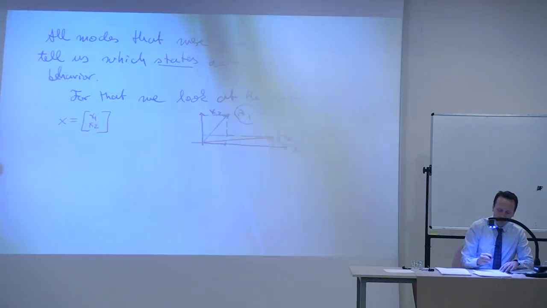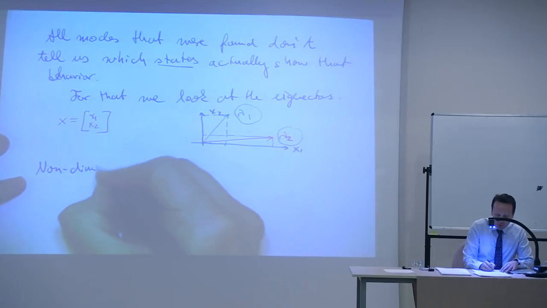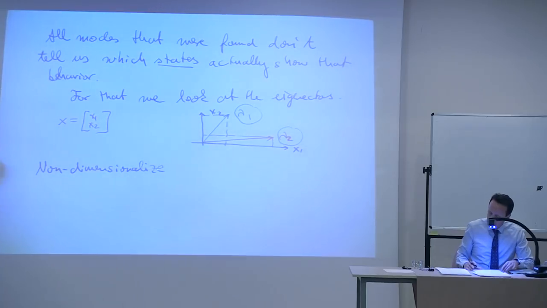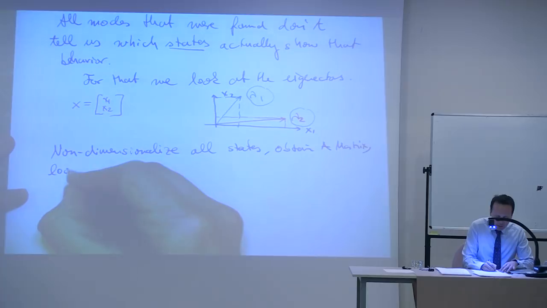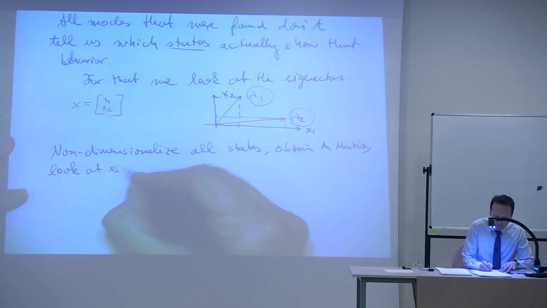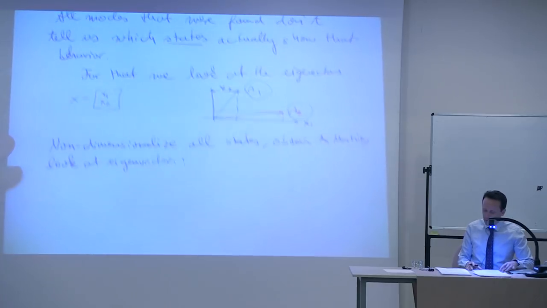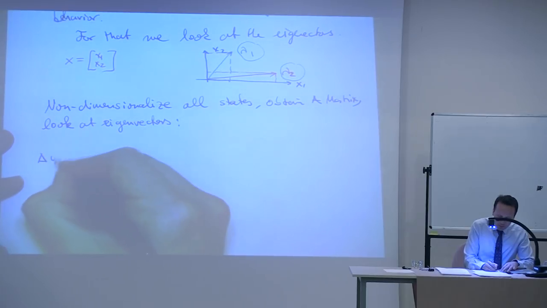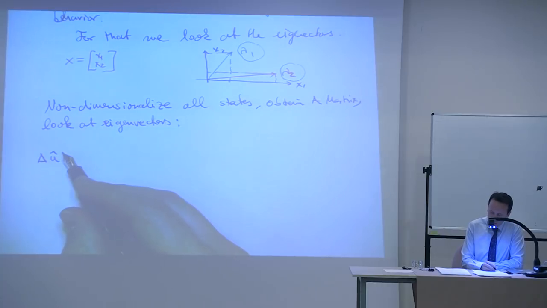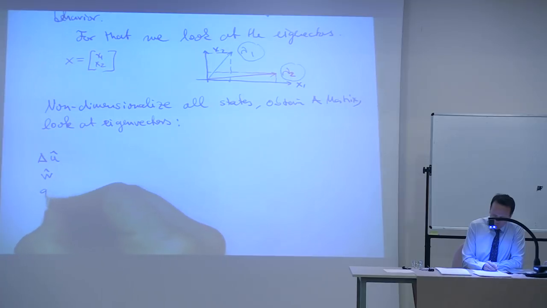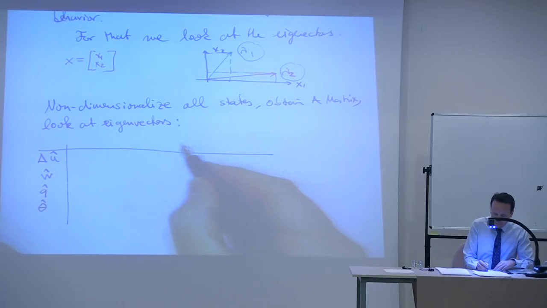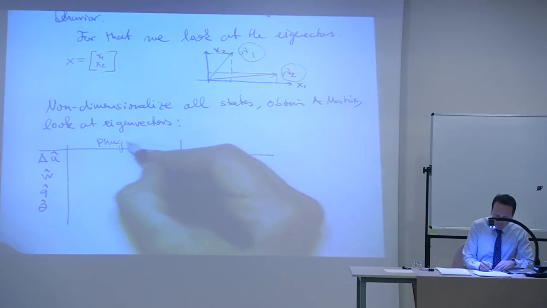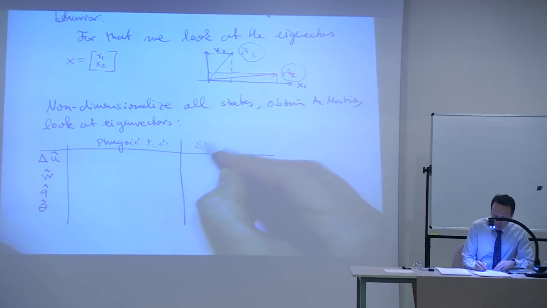Now, assume you non-dimensionalize all states, obtain the A matrix, and look at eigenvectors. You would obtain the following result. I'm putting a cap for non-dimensional, okay? W hat, Q hat, theta hat. This is for the phugoid mode. This is for the short period mode.